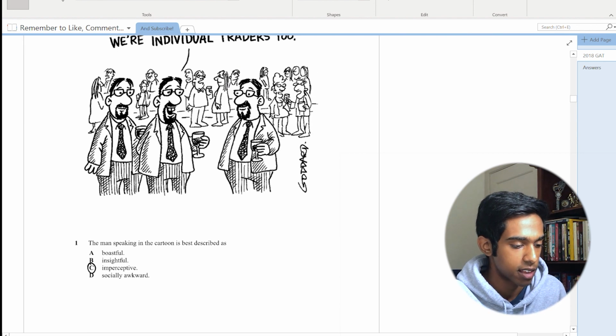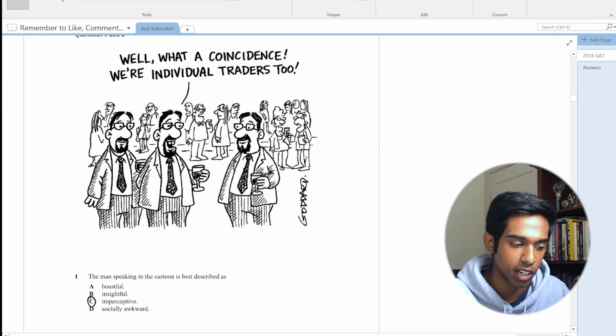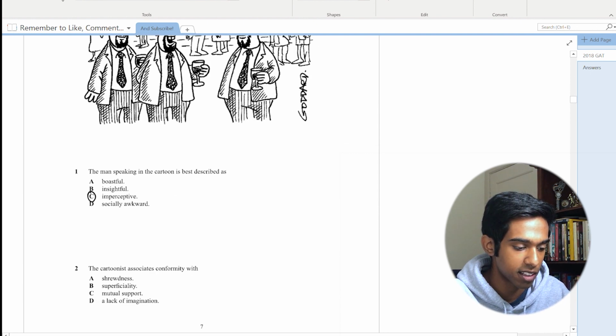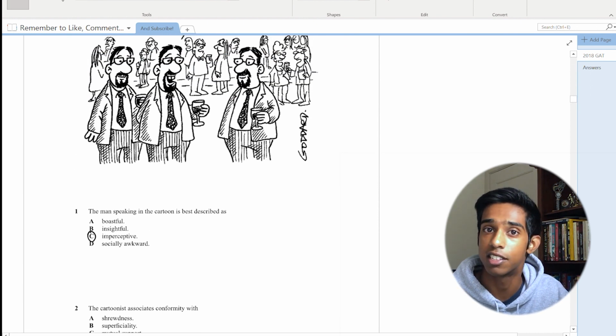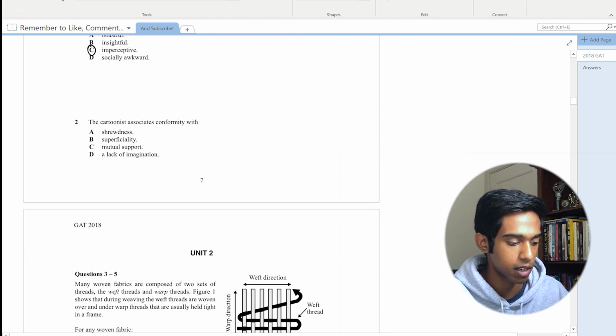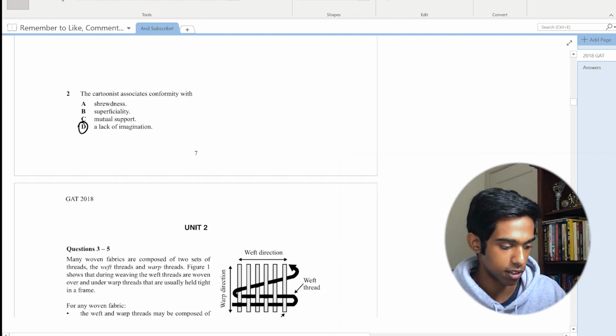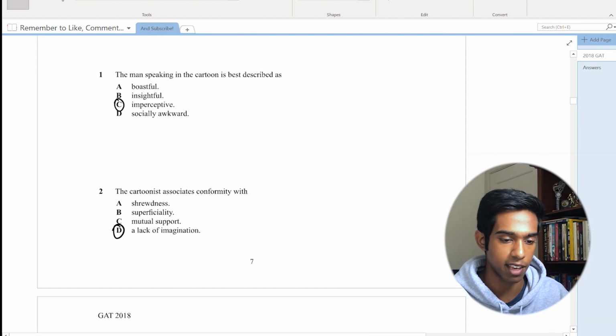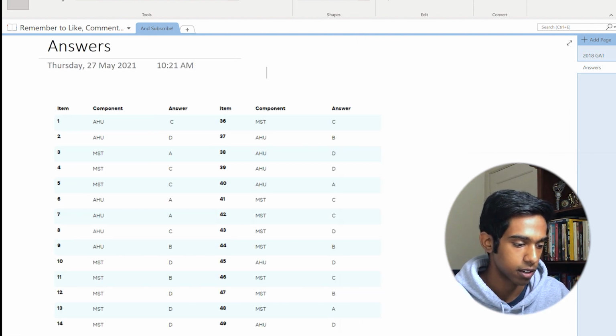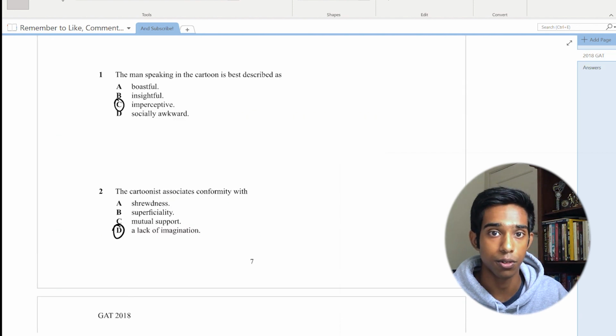There's nothing to suggest that these guys are superficial, but I do think they lack imagination because they're all dressed the same and they have no differences between them. So that's why I'm going to go with D. Now, since I've finished this set and the next one is different, I'll also check the answers. We've got C and D, so we got those 2 right as well.